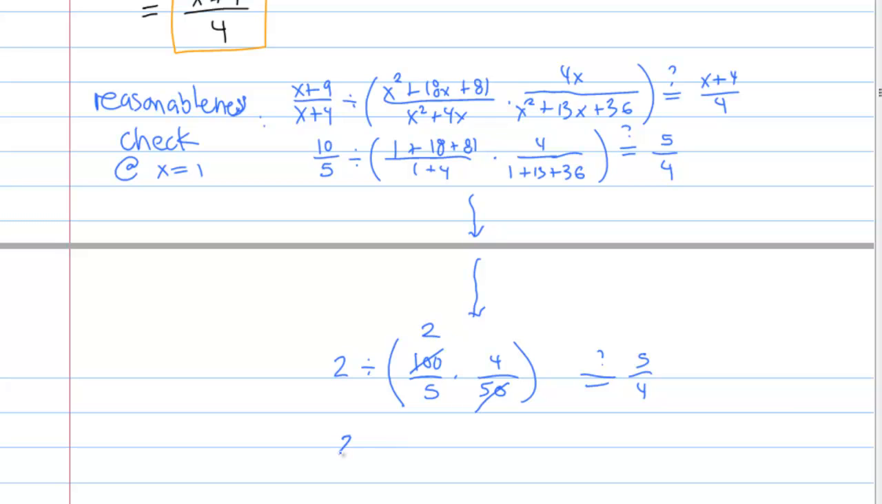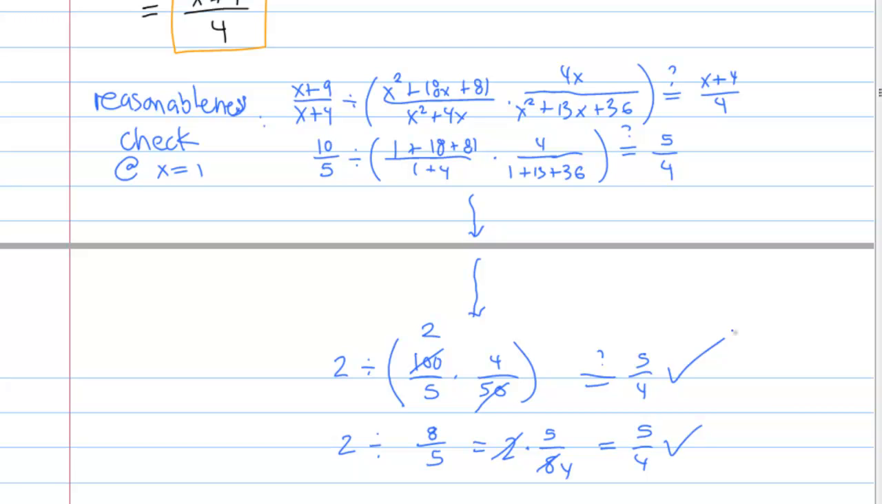And so we're going to have 2 divided by 8/5. But to divide by a fraction is to multiply by its reciprocal, so that's 2 times 5/8. 2 goes into 8 4 times, and we're left with 5/4. So the two expressions do match, at least at x equals 1. That's a nice reasonable check. We could even go back and test it at another point if we had the time for it.